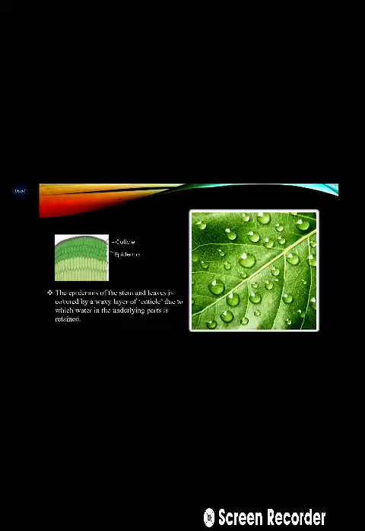Okay. Now, what is the function of this cuticle? See, when there is a lot of heat outside, water from the plants gets evaporated. We call this process transpiration. Due to the process of transpiration, a lot of water is lost from the plants. To prevent the loss of water, the cuticle helps in retaining the water inside the tissue of the plant.